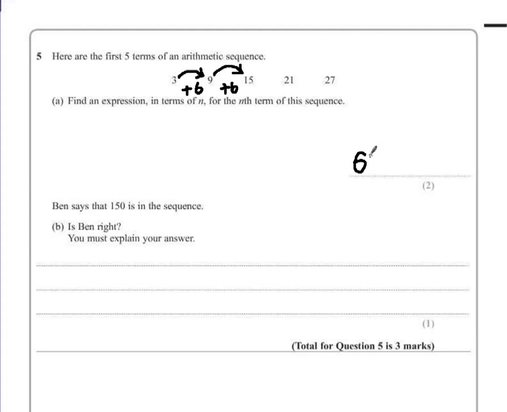From that, we multiply that by n, because that's our position number. We're trying to find numbers that go up in 6s, and that would be our 6 times tables. Now at the moment, 6 times 1 to give the first value would give us 6.